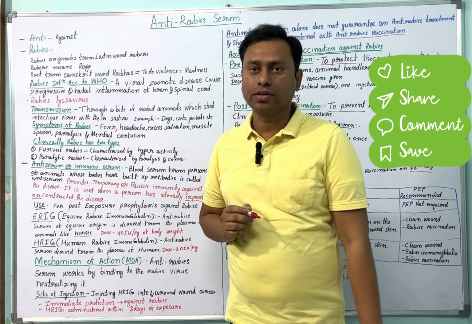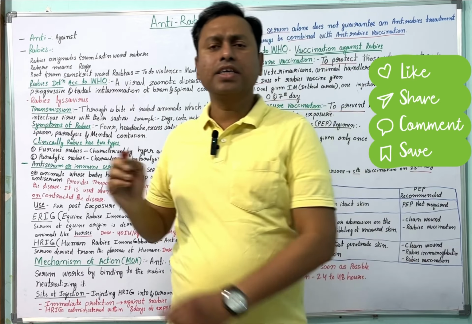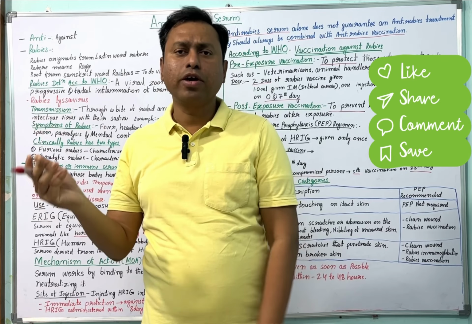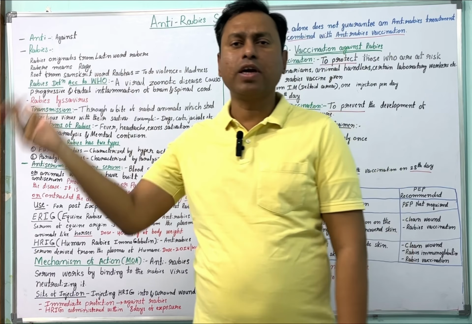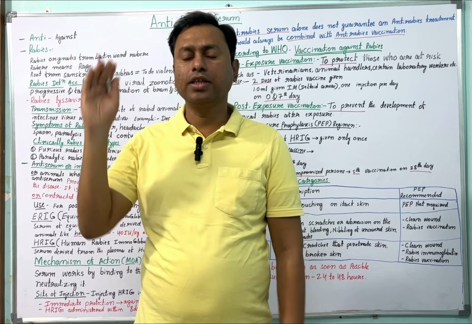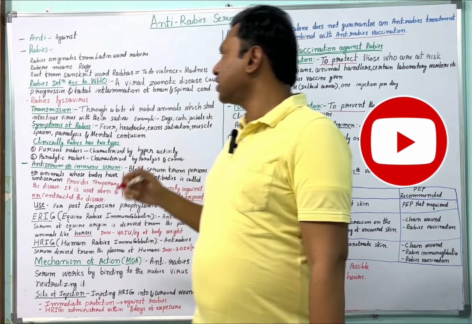And serum: anti-serum is produced when antibodies are produced in some other animals or human beings, and that is one type of passive immunity. Okay, this is about the anti-rabies serum. Now we will study one by one.